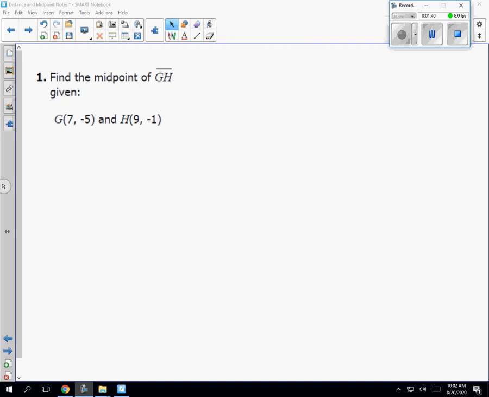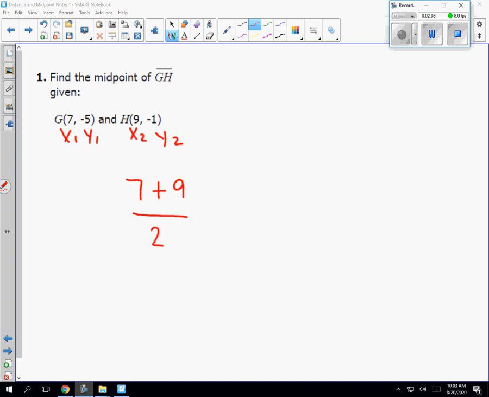So for the first example, find the midpoint of segment GH given the coordinates. First we're going to label them x1, y1, x2, y2, and then to find the midpoint, we are going to add them together and divide by 2. So we add all my x's, x1 and x2, divide by 2, and then both of my y's. We have -5 plus a -1, which turns into a -1 this time since you're adding, and divide by 2.